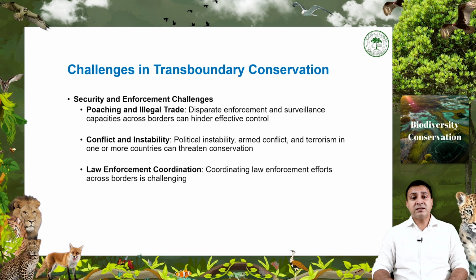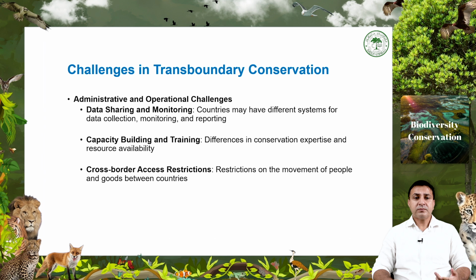Another is conflict and instability. We can say political instability, armed conflict, and terrorism in one or more countries can also threaten both conservation and the safety of personnel and tourists within transboundary protected areas. Another is law enforcement and coordination. Coordinating law enforcement efforts across borders is challenging due to differences in legal systems, language barriers, and resource availability. Another is administrative and operational challenge: data sharing and monitoring.